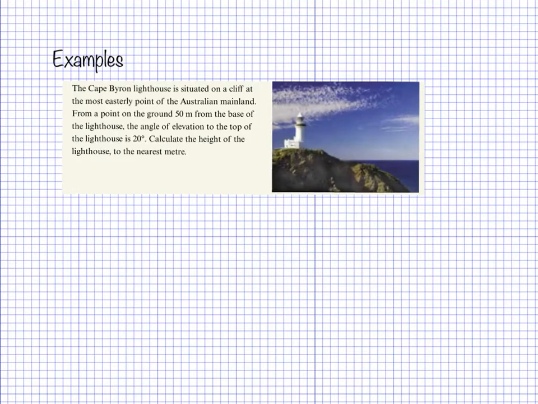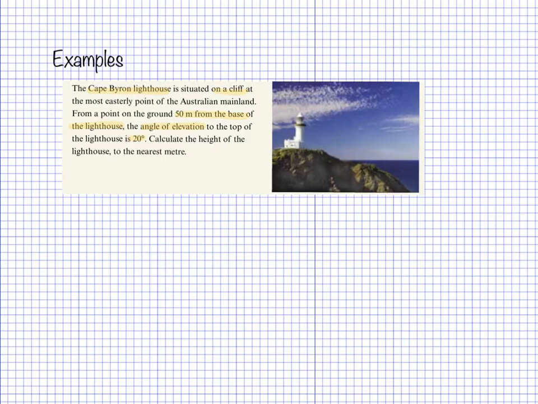All of these examples are going to be worded type questions. With any worded question, it's really important you highlight the key information. The Cape Byron Lighthouse is situated on a cliff at the most easterly point of the Australian mainland. From a point on the ground 50 metres from the base of a lighthouse, the angle of elevation to the top of the lighthouse is 20 degrees. Calculate the height of the lighthouse to the nearest metre.